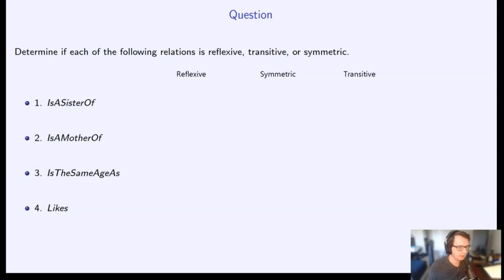Let's see how this is. So nobody chose reflexive for is a sister of. That's good. You cannot be a sister of yourself. Again, not in a simple world without time travel or body splitting. Is it symmetric?